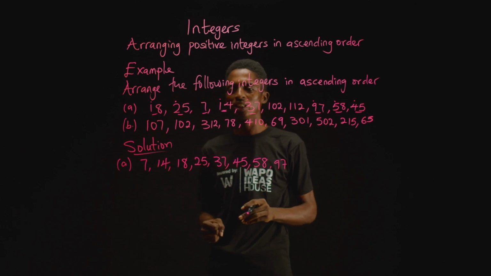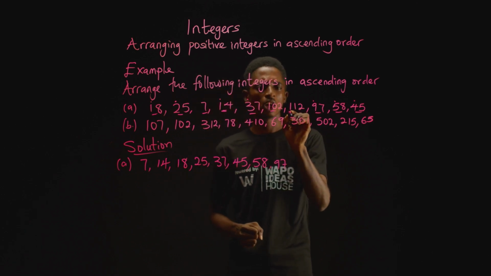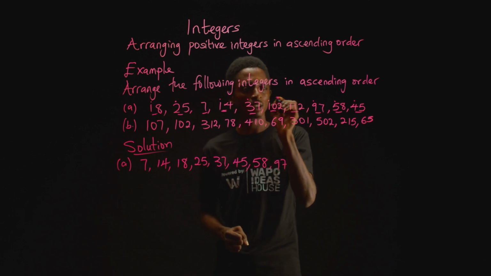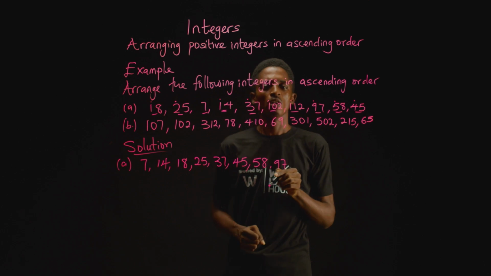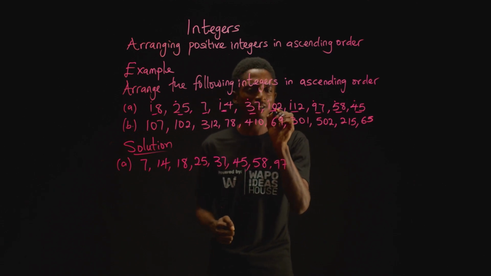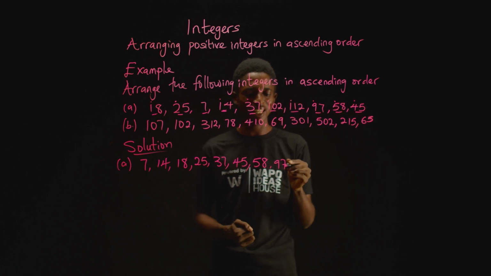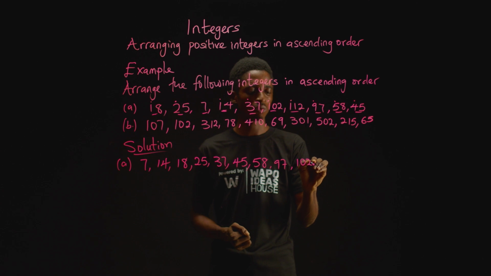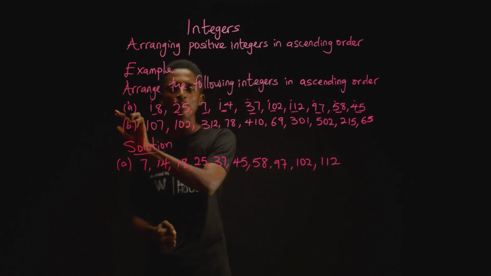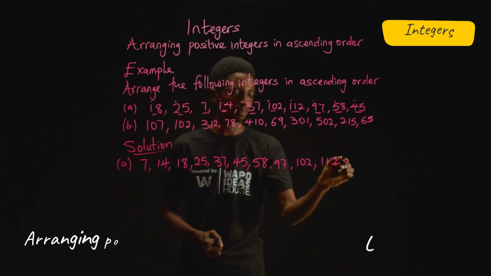We can then go to the 3-digit numbers. And if we look through, we have 102 and 112. Now, considering the first digit here, we both have 1. To know which one has the higher value, we go to the next digit that follows. And here we have 0. In this case, we have 1. And 0 comes before 1. That means our next number would be 102, followed by 112. And by following these steps, we have been able to arrange this set of numbers in ascending order.